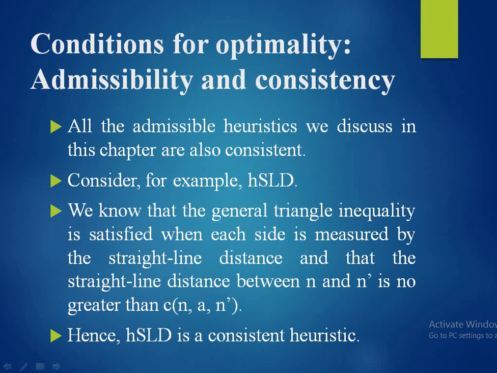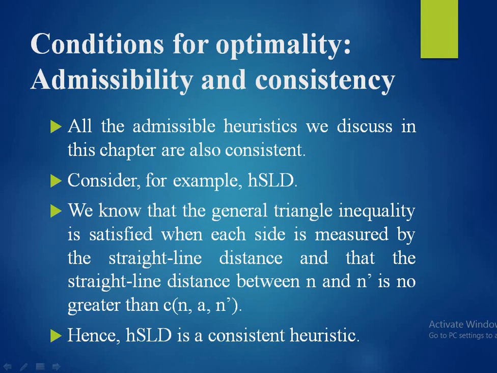Consider here, for example, h SLD. What is h SLD? It is the straight line distance. We know that the general triangle inequality is satisfied when each side is measured by the straight line distance, and that the straight line distance between n and n dash is no greater than c of n comma a comma n dash. Hence, h SLD is a consistent heuristic.